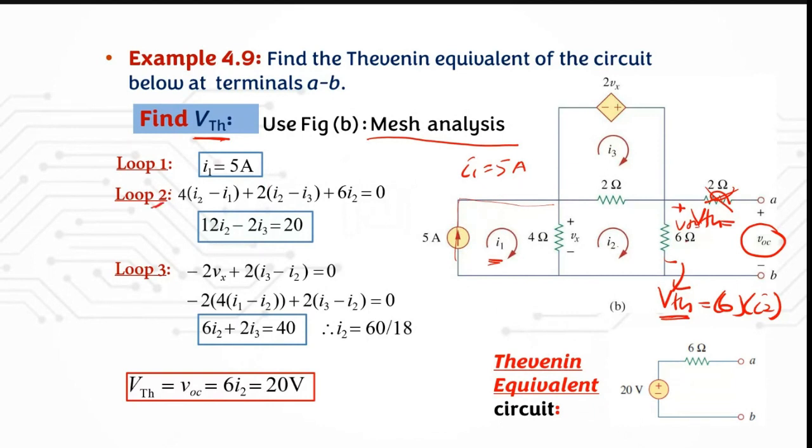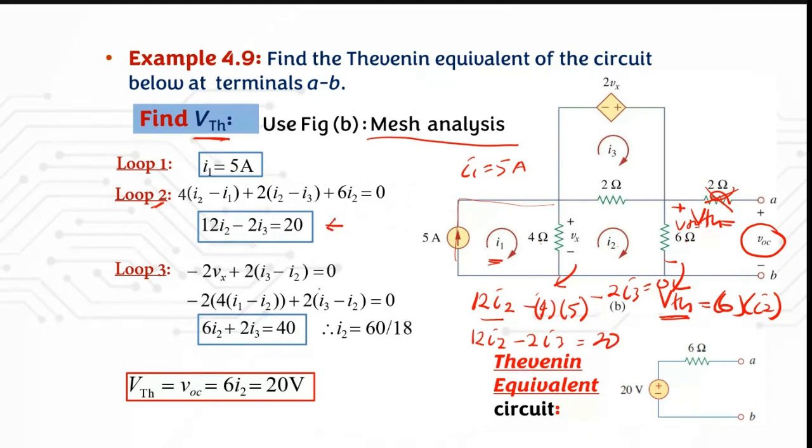And then in loop 2 here, when you simplify, you can get 4 plus 2 plus 6, you will have 12I2 minus 4 times I1, which is 4 times 5, and then minus 2I3, equal to 0. When you simplify, you get 12I2 minus 2I3 equal to, when you bring this 20 here, you get this equation from loop 2.